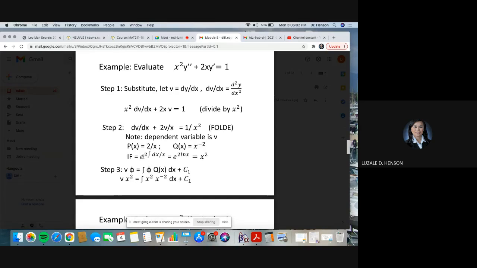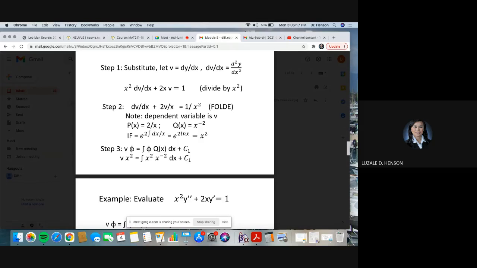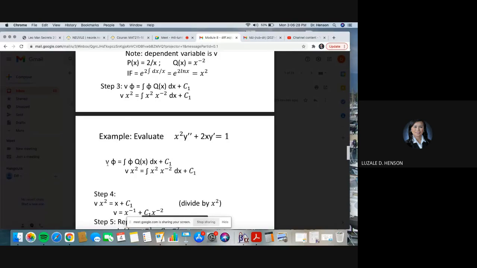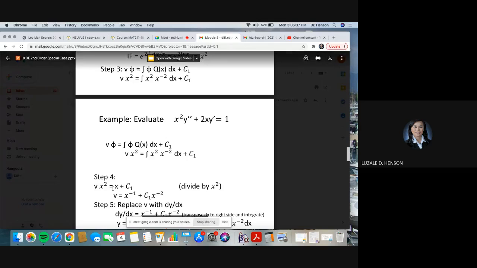Solving for that, e to the 2, you write 2 outside of the integral, and then you have dx over x. It results to x squared. Okay? And then following the first order procedure, v times the integrating factor, which is x squared, equals the integral of x squared times the q of x dx plus c sub 1. And to continue with that, you will have to integrate this, but this will be 1. So what's the integral of dx? It's simply x plus c sub 1.